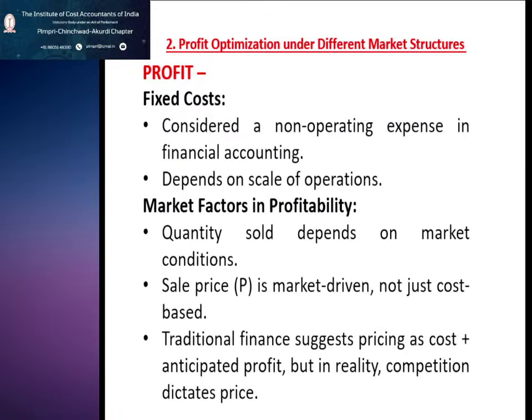That's the profit formula. Now over here, let's understand the components of profits. So fixed cost is nothing but considered a non-operating expense in financial accounting and depends on the scale of operations. The market factors in profitability are dependent on the quantity sold, which depends on the market conditions, and sale price is market driven, not just cost based. So traditionally the financing suggests pricing as cost plus anticipated profit, but in reality competition dictates the price.